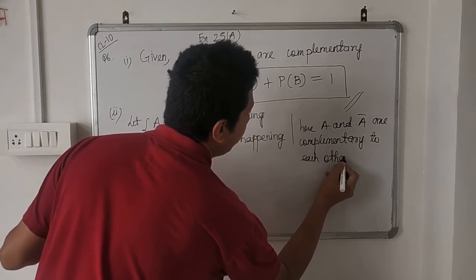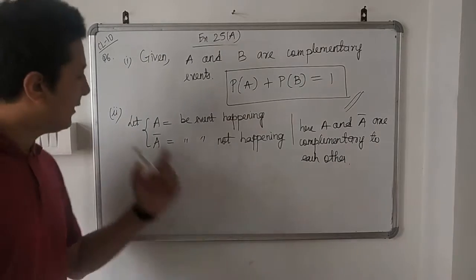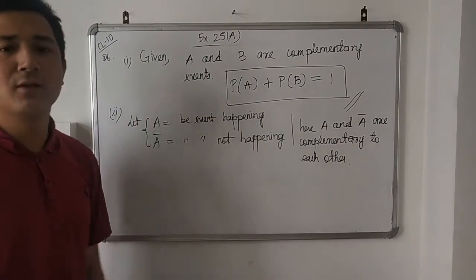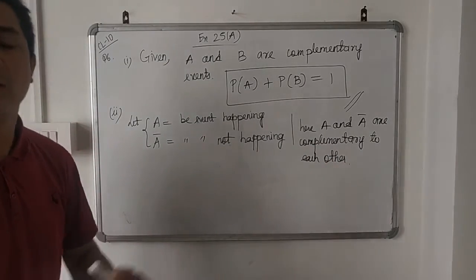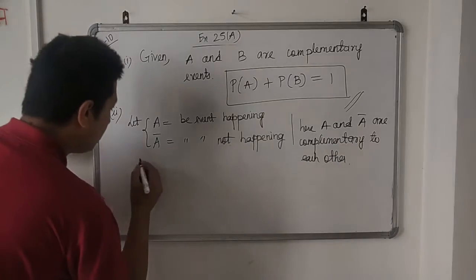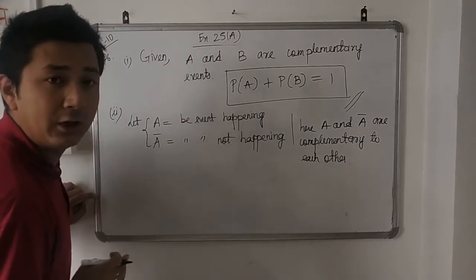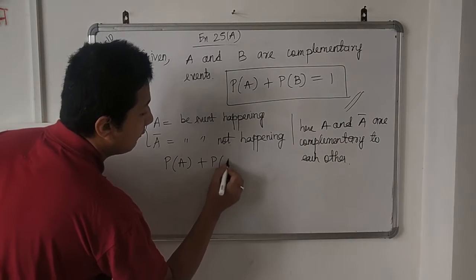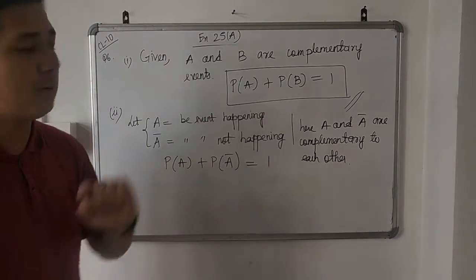The reason they are complementary to each other is because A is telling the event is happening and A dash is just the opposite of it, the event is not happening. So if there are two events which are opposite to each other, then these are complementary events. And I also know if A and A dash are complementary to each other, then probability of A plus probability of A dash is always equal to 1.